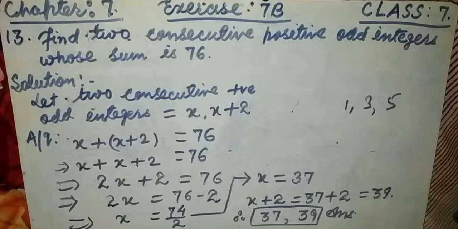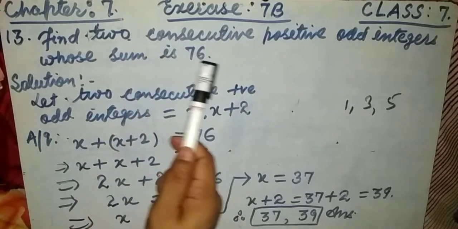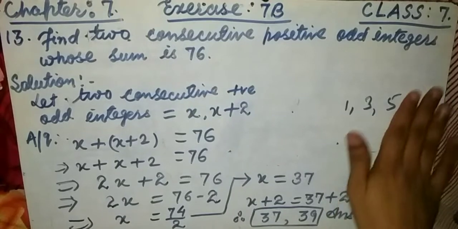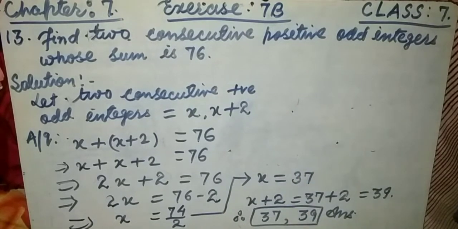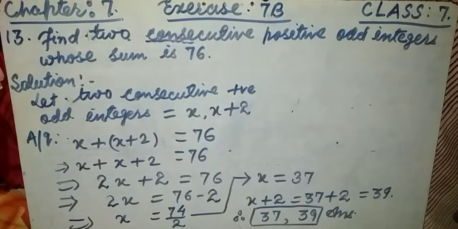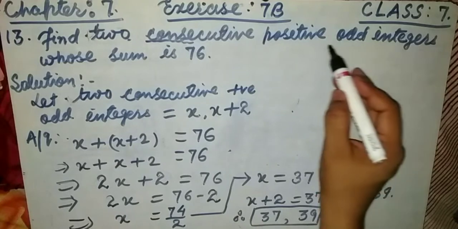So friends, here we have taken question number 13 first. Question number 13 says, find two consecutive positive odd integers whose sum is 76. Very simple question. First, to make sure about two consecutive, what does consecutive mean? Consecutive means successive. Successive means lagatar, continuously. One thing, and the second thing is here integer.